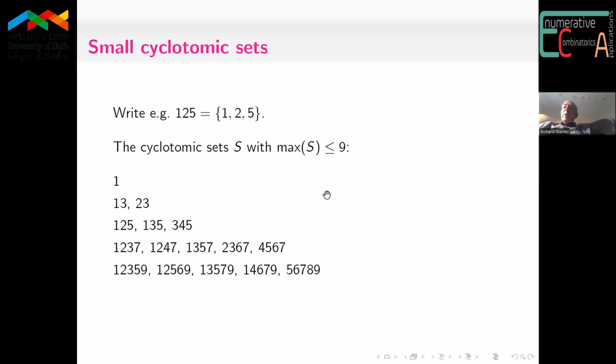You can see some infinite classes, that is, some patterns. For instance, we always have 1, 2, 3; 3, 4, 5; 4, 5, 6, 7; 5, 6, 7, 8, 9, etc. Those are always cyclotomic sets. And there are a few more infinite families, but then there are some outliers, and I don't have a general result on what they look like.